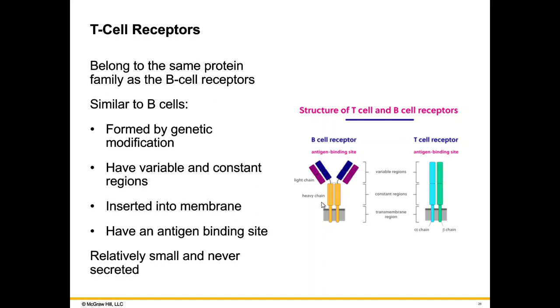They're still going to be formed by genetic recombination events that yield variable and constant regions, as you can see here in our T cell receptor. The end is going to be the variable region, and then we have a constant region. They're inserted into the plasma membrane just like the B cell ones were, and they have an antigen binding site right here at the top, just like our B cell antigen binding sites were at the top in that variable region. However, they're relatively small compared to the B cell Y-shaped receptors, and they're never secreted. So the only time we see secretion of antibodies is in our B cells.